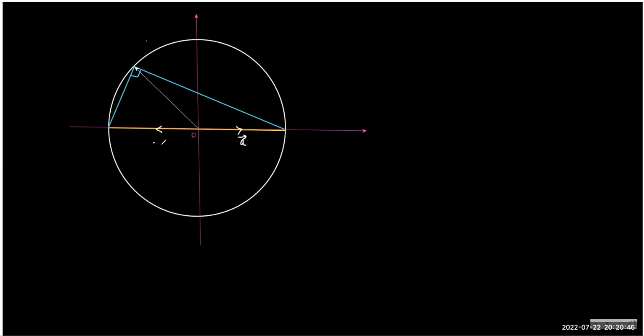Minus A. Excellent. Who said this? Rugved. Yeah, excellent. Come on, you have never shown this aspect of yours. So it's minus A. That is the only thing you need to know.